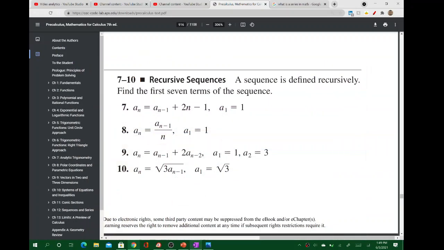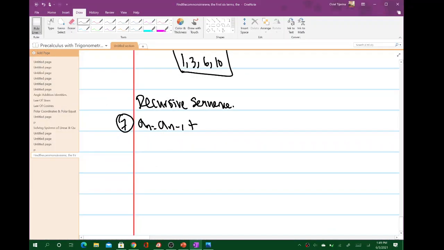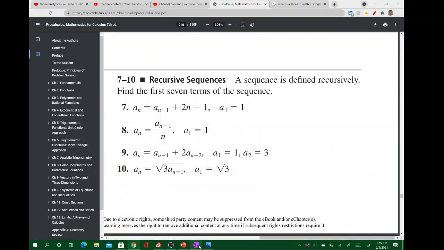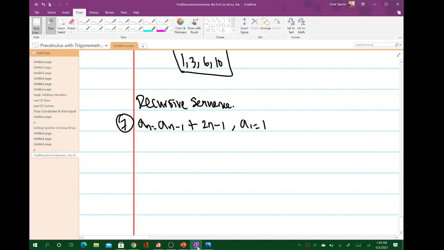plus 2n minus 1, where a sub 1 equals 1, I think. Yes. And we want to find the first 7 terms, so we want to know what a sub 1 is, a sub 2, a sub 3, a sub 4, a sub 5, a sub 6, and a sub 7. Okay, so we want to know what that is, right?